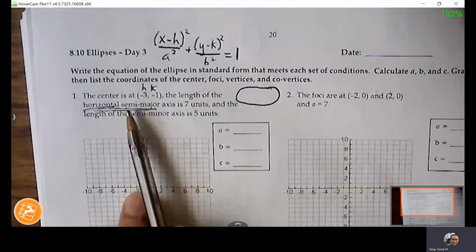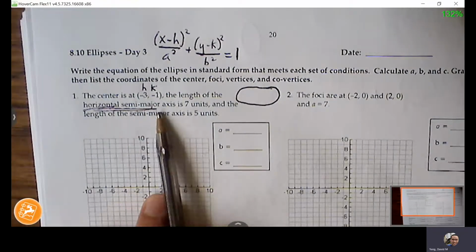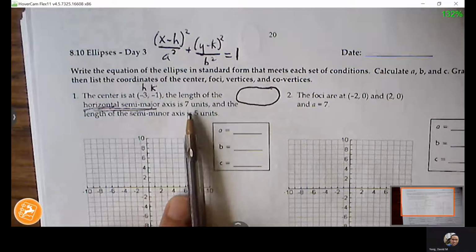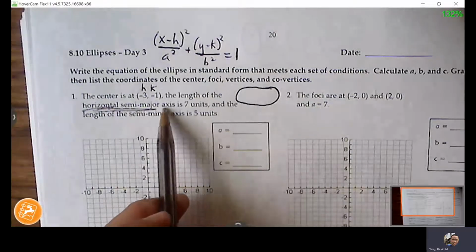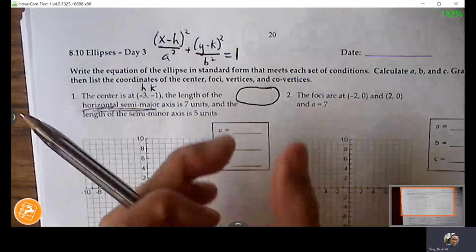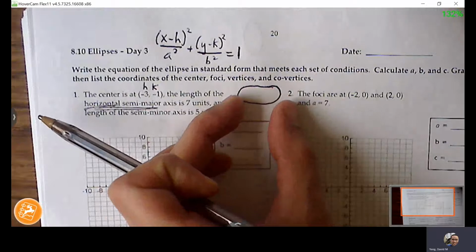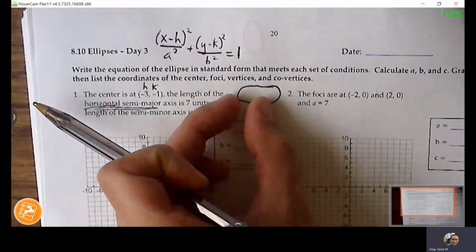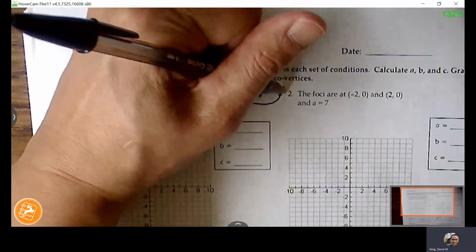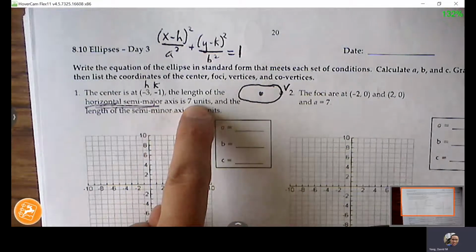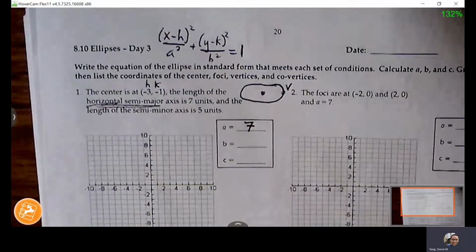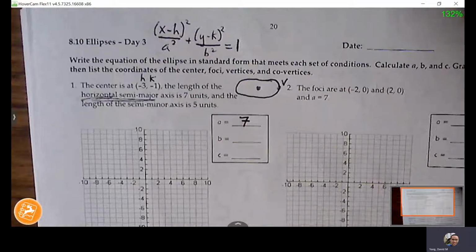Now, we haven't seen this word here, semi-major axis. So semi-major axis means half the length is 7 units, or half the major axis is 7 units. So that's basically telling you what the A value is. It's not telling us the full distance, it's telling us half the distance. And if it's half the distance, we know that's the A value, right? Because the A value is from the center to a point on the ellipse. So that's good. They're giving us that A value. So A is 7.